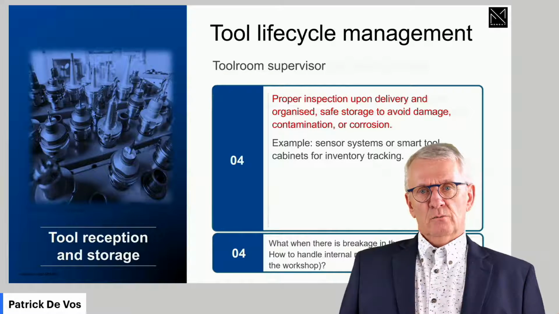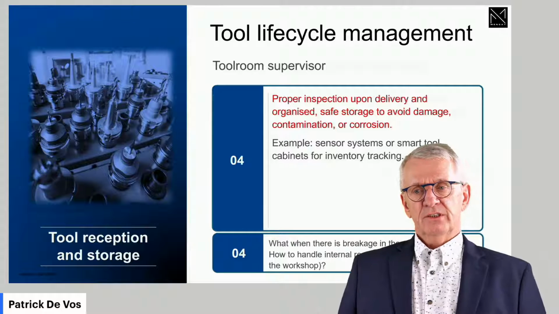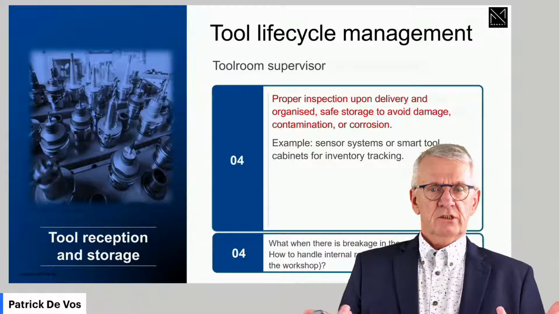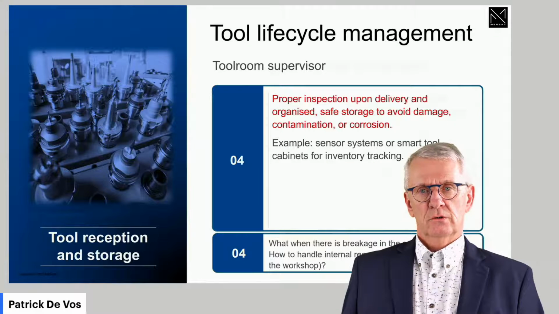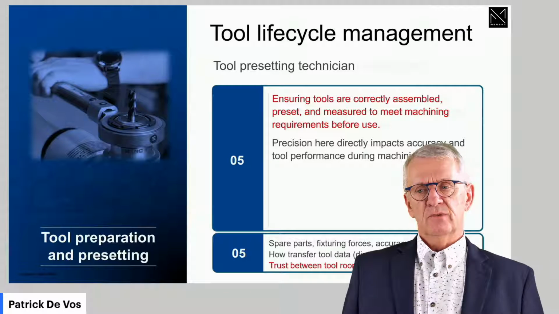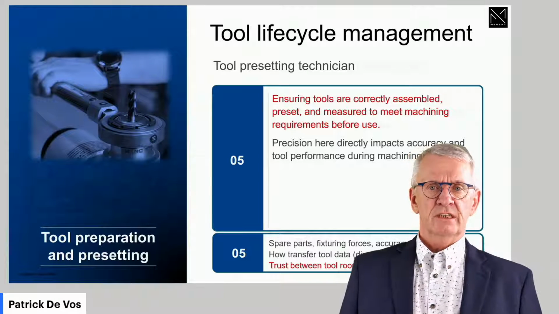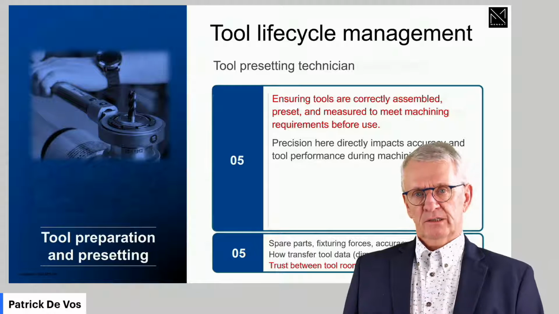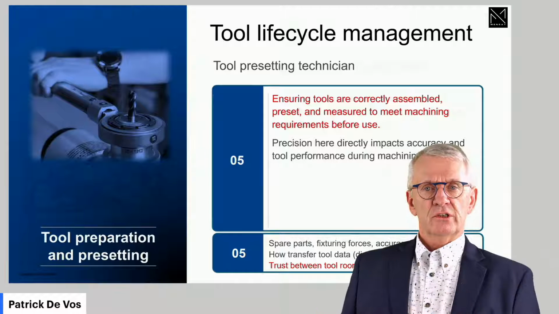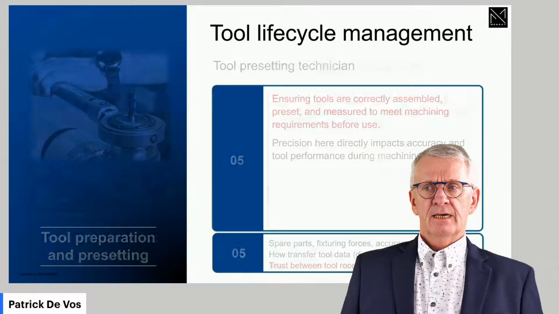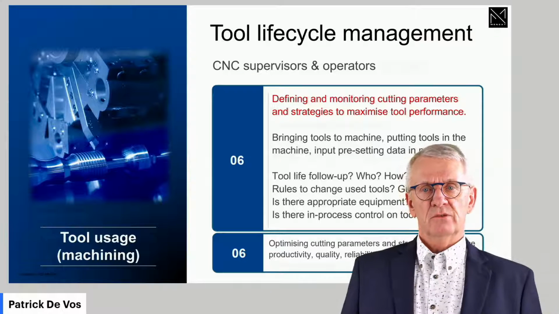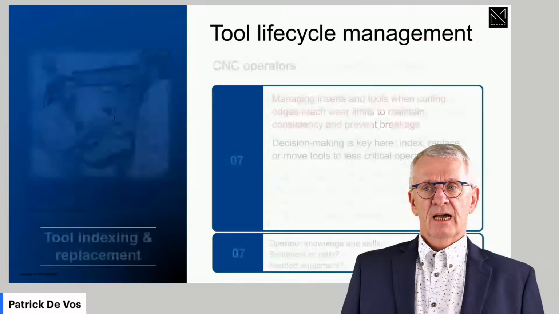Then tools are bought, ordered, delivered, then tools need to be received, checked, controlled, and put in stock. That's the next thing. When a tool is needed in production, then we enter the tool preparation and presetting phase. Tools need to be prepared to be transported to the machine tool where they are going to be used in certain applications. Then the tools are being used. Then we are in the typical machining environment we all are familiar with.